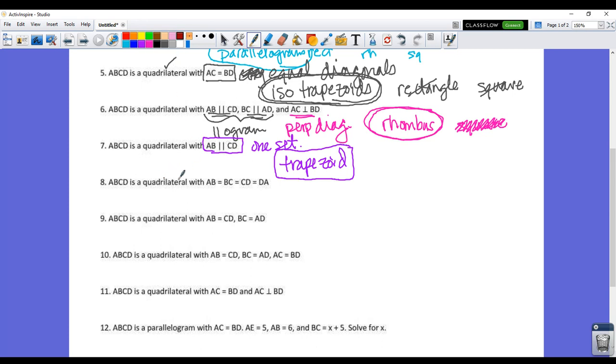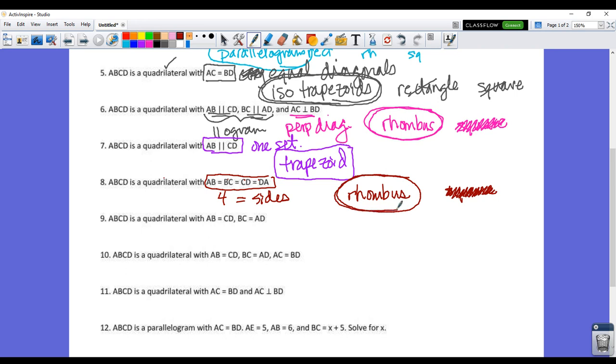Okay, number 8 is a quadrilateral with AB, BC, CD. So that means all of the sides are equal. Four equal sides. So think about your quadrilaterals that have four equal sides. Once again, your rhombus has four equal sides, and your square has four equal sides. Now, hopefully you're getting the idea that there's probably not enough information to say it's a square, because squares have more than just four equal sides, which means this is going to be a rhombus. It might be a special rhombus, but we don't know that, so all we can say is that it's for sure a rhombus.